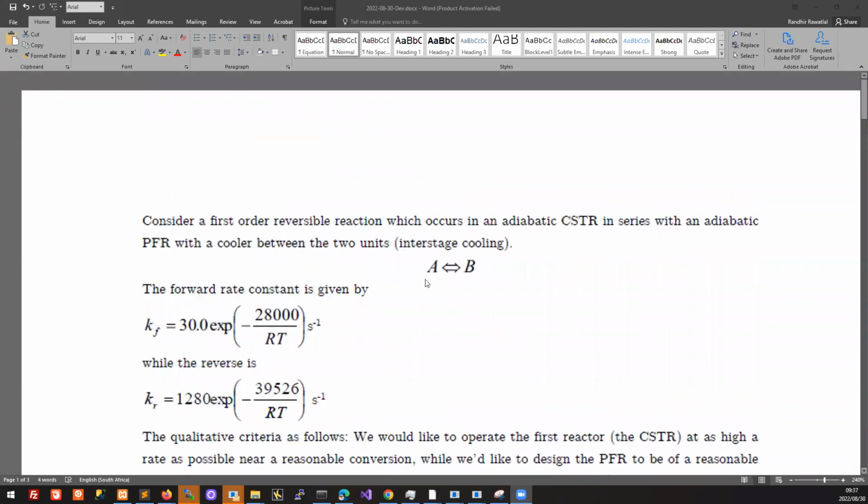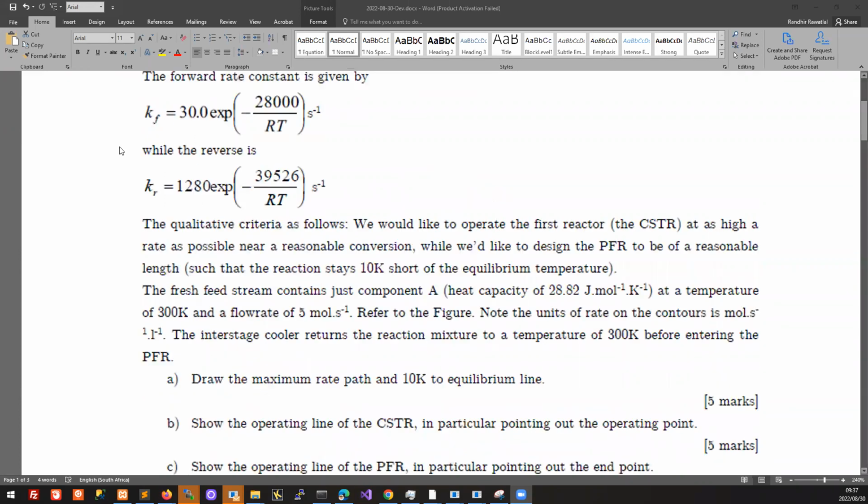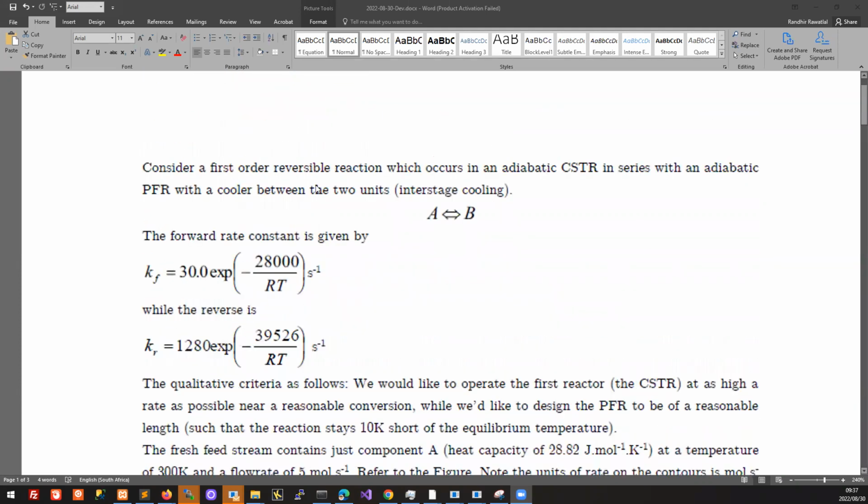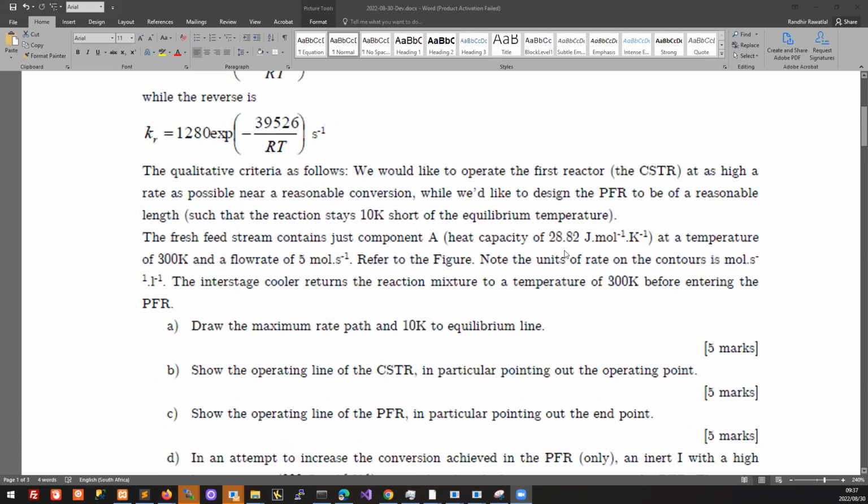Okay, so once more, we've got this reversible reaction. A goes to B and B goes to A. We are given the kinetic rate constants fully described, pre-exponential factors, and the activation energy. And we want to operate the CSTR and the PFR. So it mentions we've got those two in series. We want to operate them at as high a rate as possible.